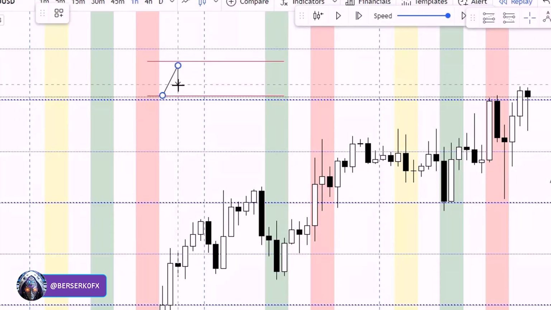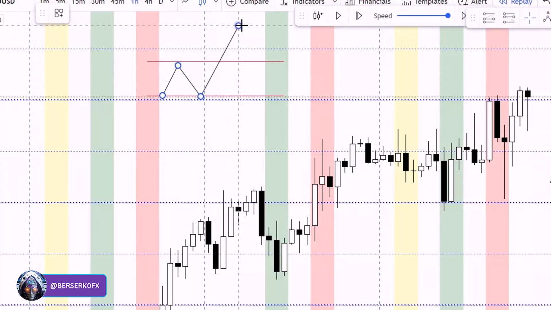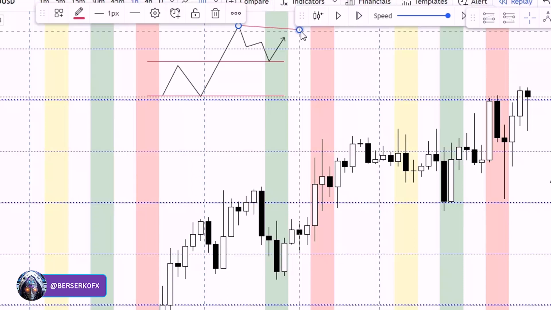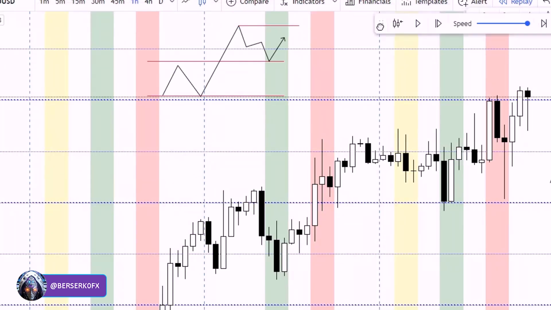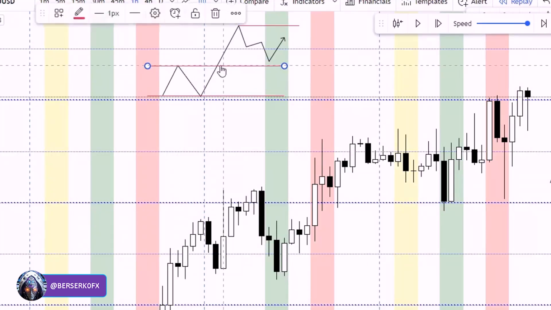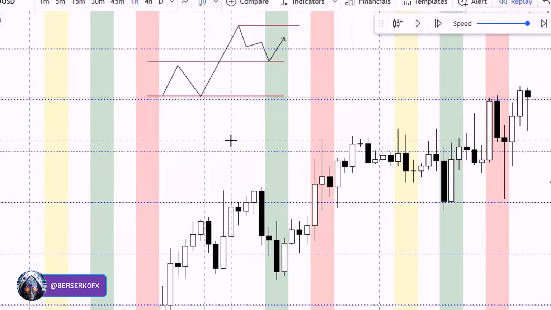Just wait for your box to form and give it 1, 2, 3 hours. You see price would eventually retrace. Price would eventually give you your box. And that's the concept. That's the key. Just a swing high, swing low, rectangular box. Look for it. And I'll show you live examples.